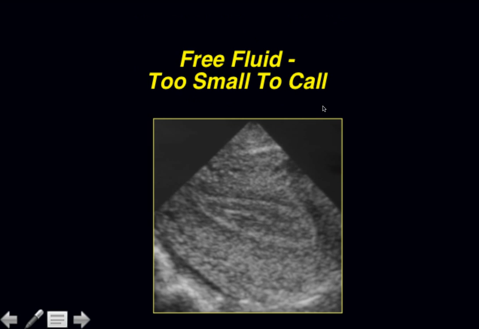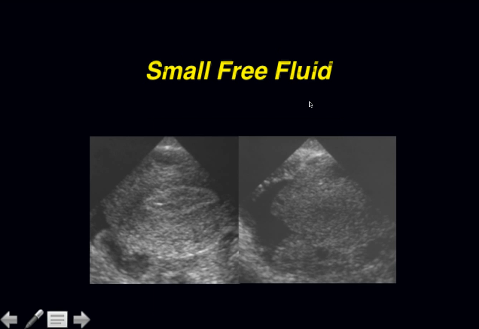Importantly, we all realize that if we search diligently, we can find some pelvic fluid in virtually any woman. Therefore, it is certain that there are amounts of fluid which are simply too small to call. For myself, I generally will not call a pocket that is less than 1 by 2 centimeters. I especially am interested in trying to identify whether there is clot within that fluid.